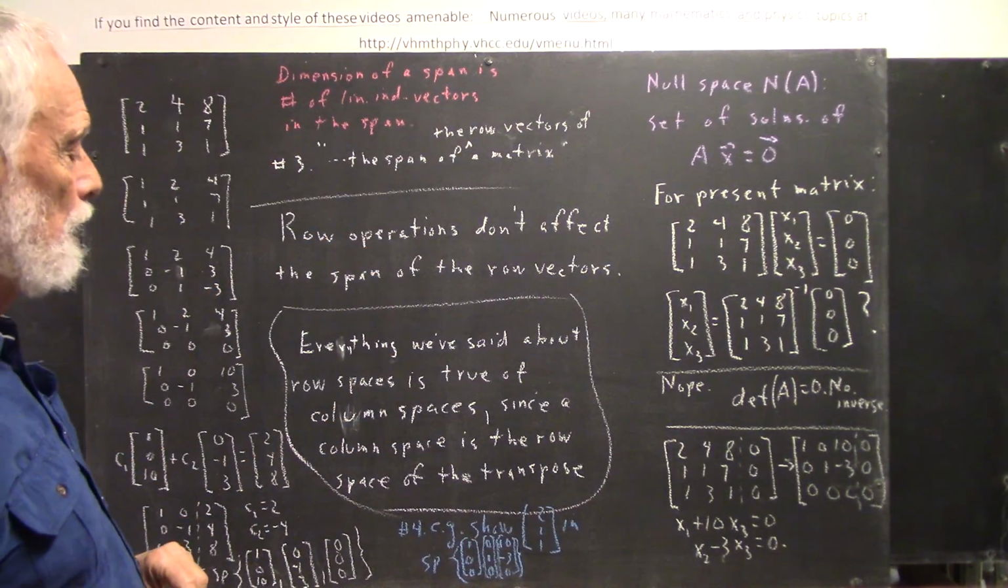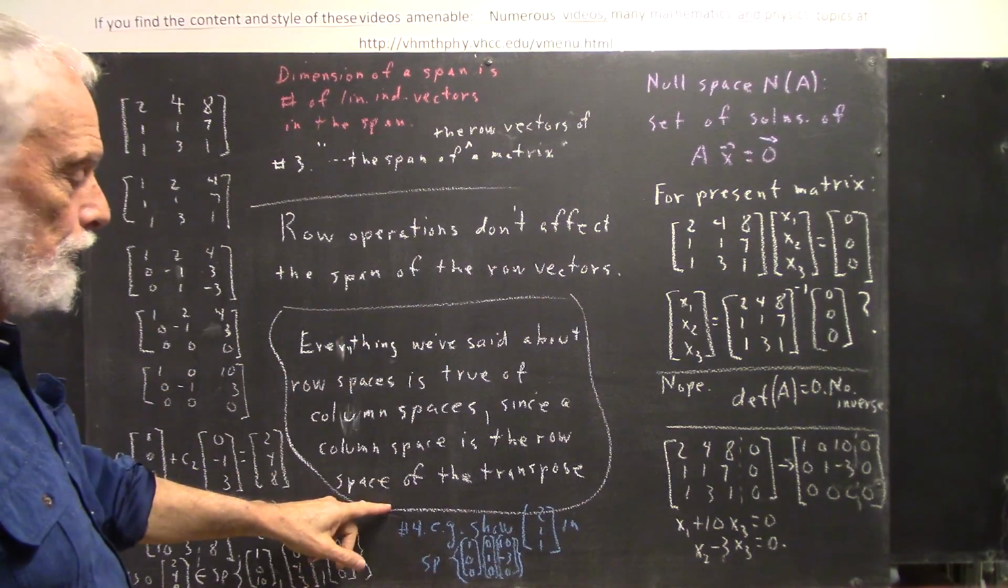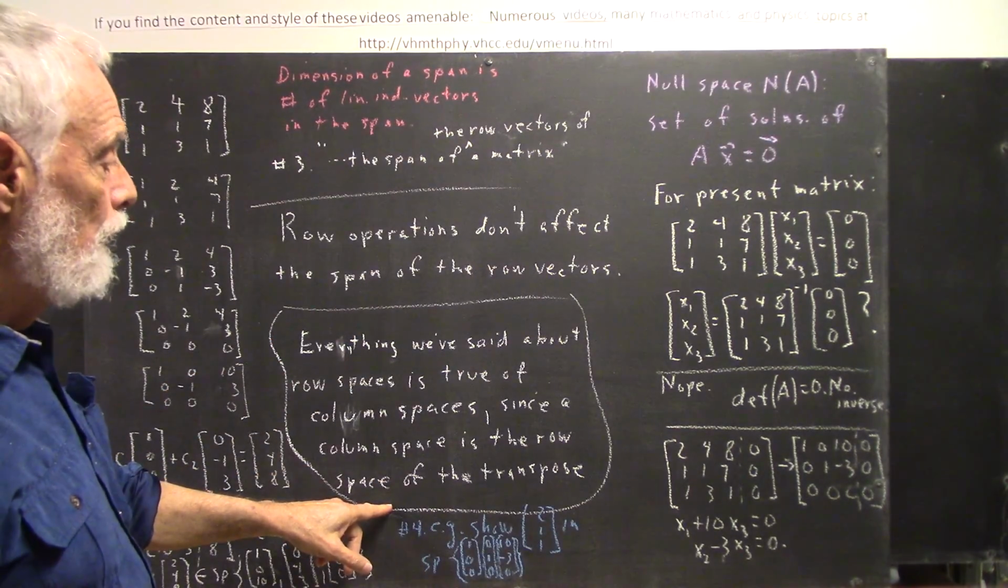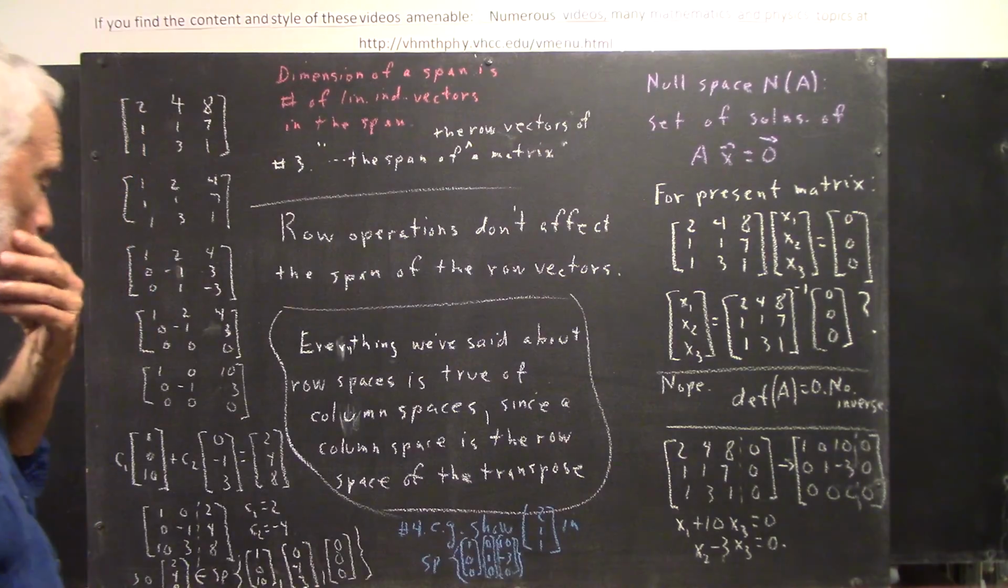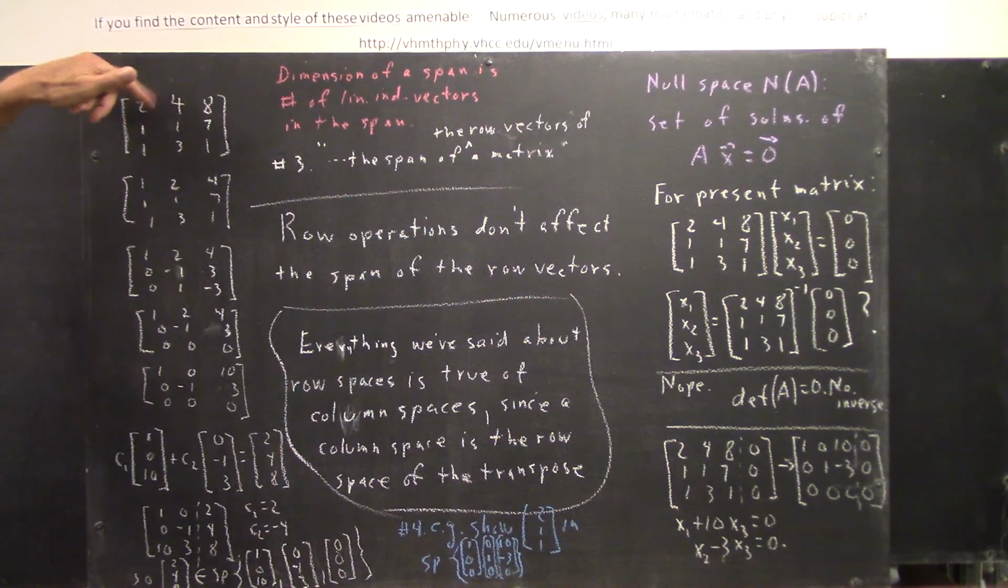Again, you want to think about that. I don't want to say it too explicitly. So, just think about this and how it assures you that the column space of the reduced matrix is the same as the column space of the original matrix.